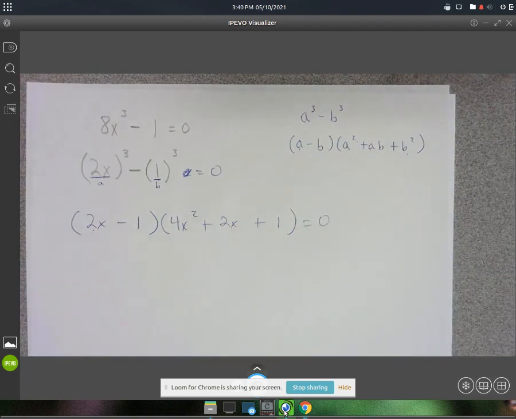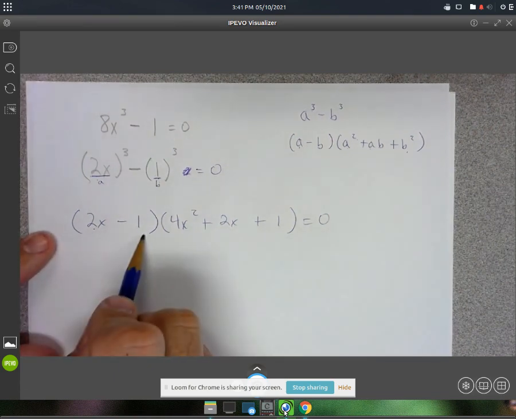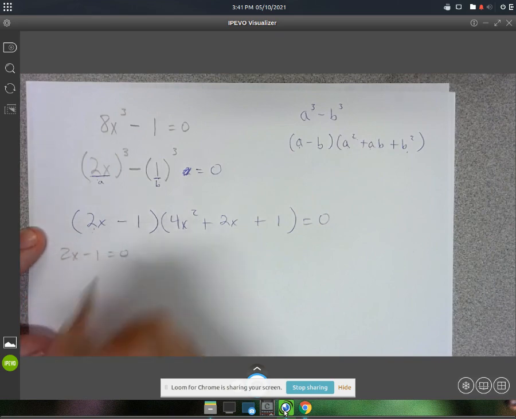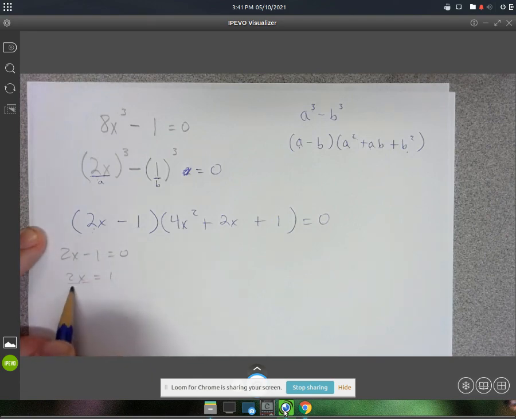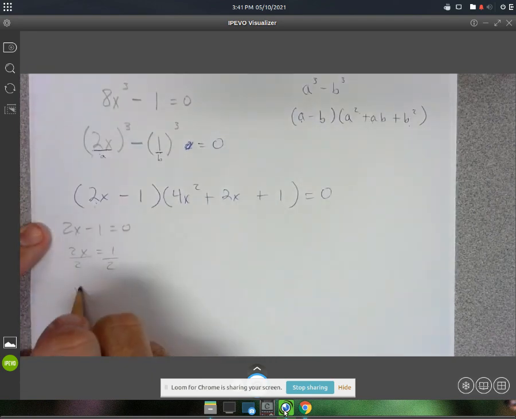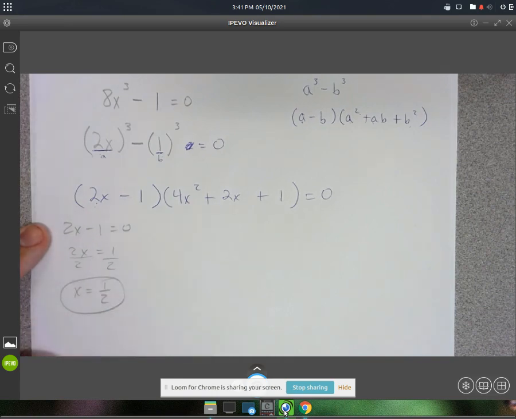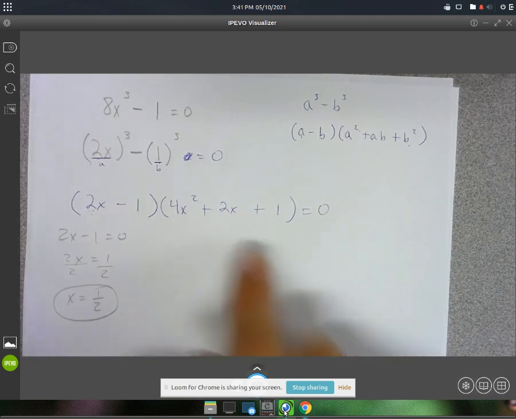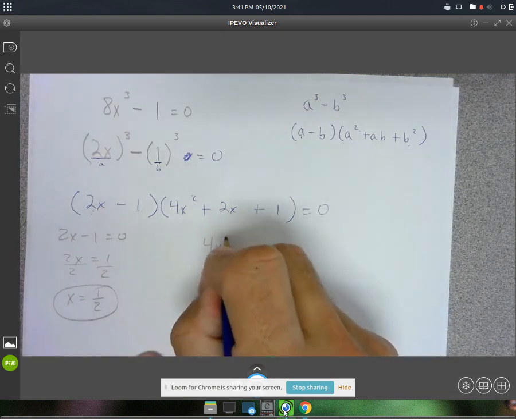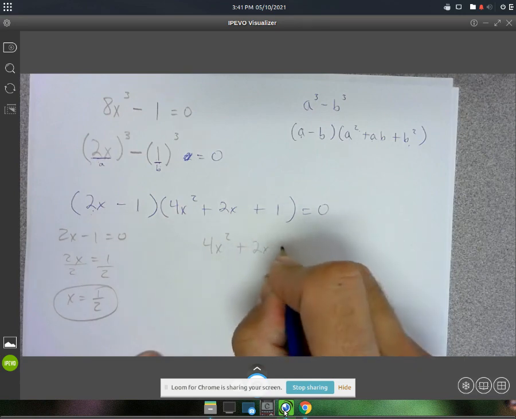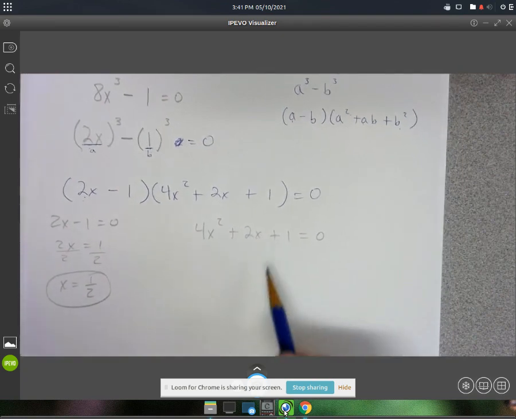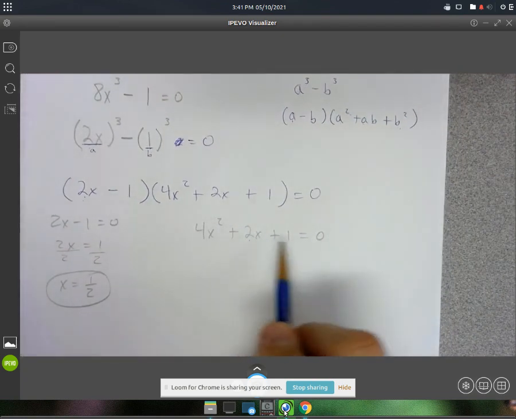And then to solve these for x, you're going to take each of these factors and set them equal to 0. So 2x minus 1 equals 0. You plus 1 on both sides, and then divide by 2. So one of your solutions is x equals 1/2. All right. To set this one equal to 0, I mean, you can go ahead and set it equal to 0 if you want to, but to actually solve it, you're going to have to use the quadratic formula on it. All right. So this will be like my A, my B, and my C.